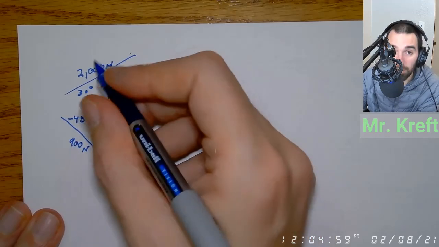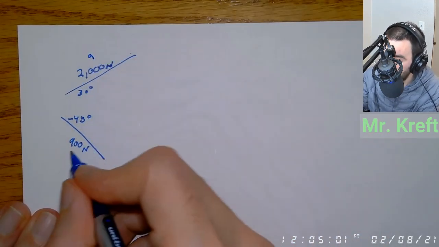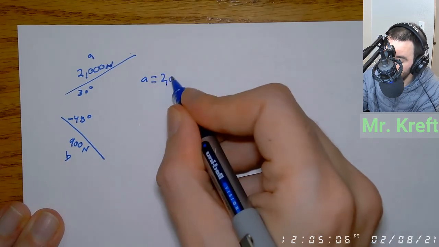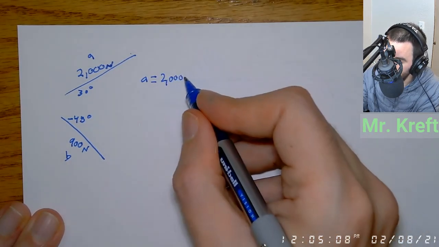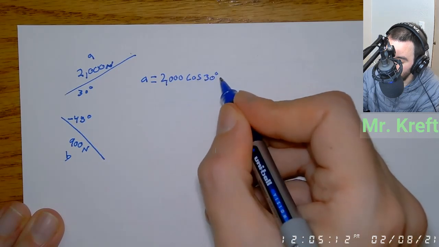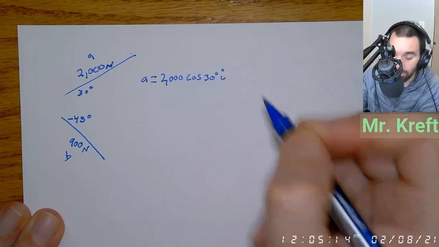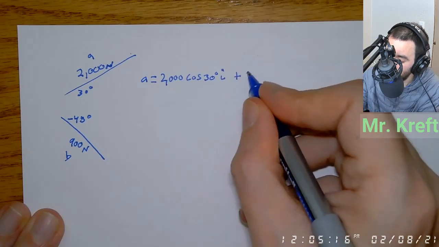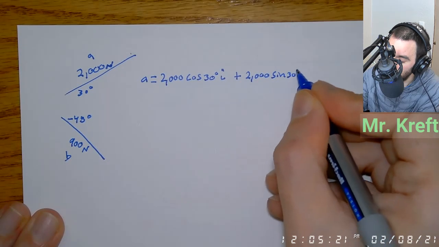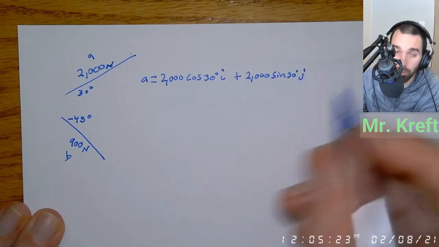Okay, so if I were going to write these as components, so let's say I call this A and I call this B. A would be 2000 cosine of 30 degrees, right? That's my x component. And then my y component would be 2000 sine of 30 degrees. And that's my y component.